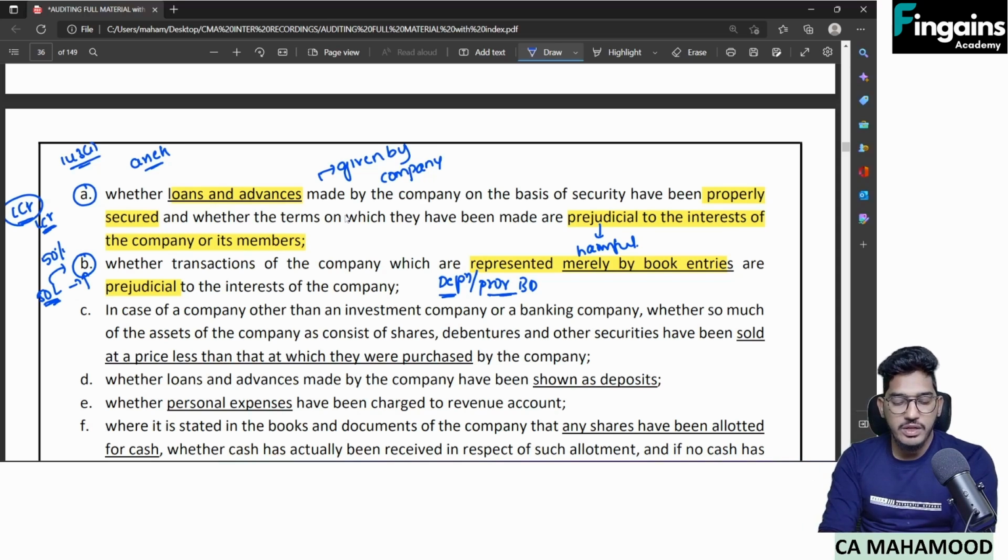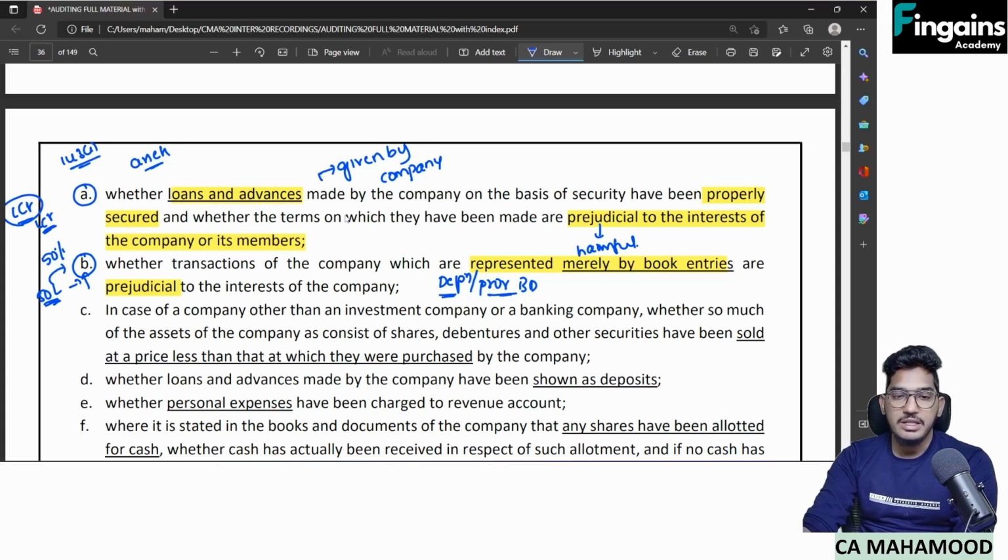So this is what they are asking you to verify. Find out whether there are any transactions represented only merely by book entries, like for example provisions, depreciation, etc. Try to find out whether these provisions and depreciations are shown at the correct amount. They are neither overstated nor understated. Provisions, etc. should not have been overstated, they should not have been understated. So this is the second point you need to verify, particularly transactions which are represented merely by book entries. Verify all the transactions which will just have a book entry, which will not have any actual happening of the transaction, and find out whether those transactions are genuine or they are harmful to the interest of the company.